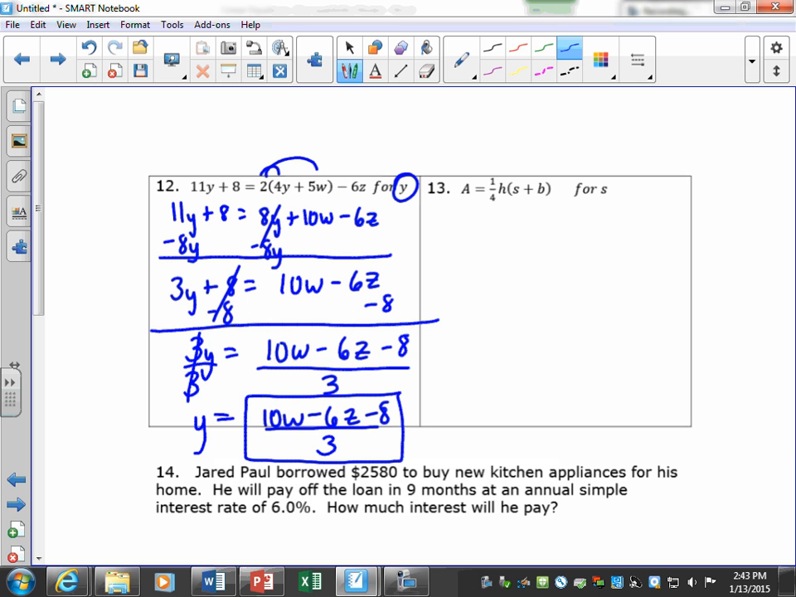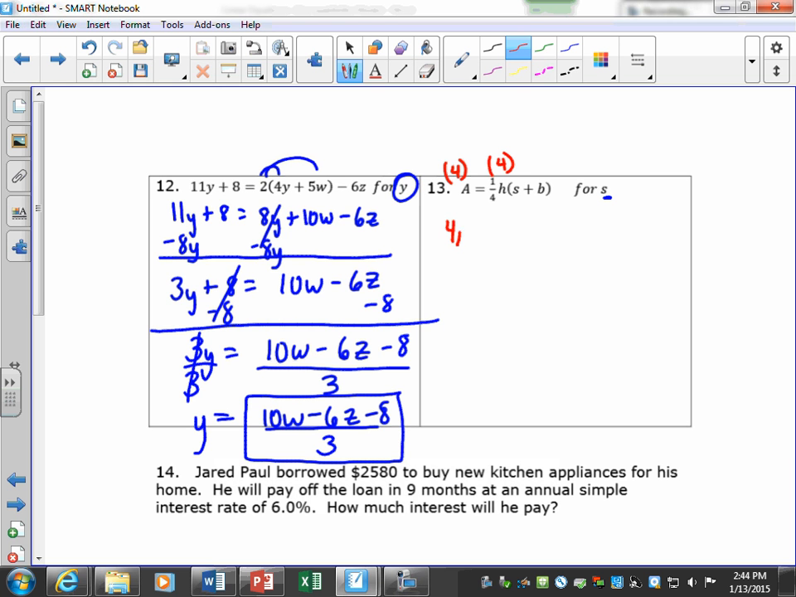Alright, over here in number 13, my goal is to get s by itself. But first of all, I see a fraction right here, and I want to get rid of the fraction. So if I can, since the denominator is a 4, I'm going to multiply by 4. If that was 1/5, I'd multiply everything by 5. If this was 1/8, I'd multiply everything by 8. So pretty much your denominator denotes what you're going to multiply both sides by.